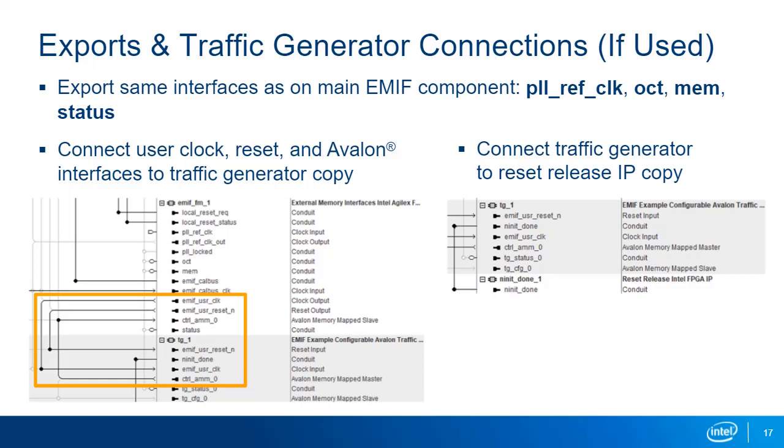Next, if you are using the traffic generator for any of the additional memory interfaces, make the appropriate clock, reset, and Avalon control interface, if enabled, connections as shown to create the local interface. If you have replaced the traffic generator with your own user logic, the same interfaces on the EMIF IP should be used. Finally, connect the ninit_done interface from the reset release IP to indicate to the traffic generator when device initialization is complete and user mode initialization can begin.